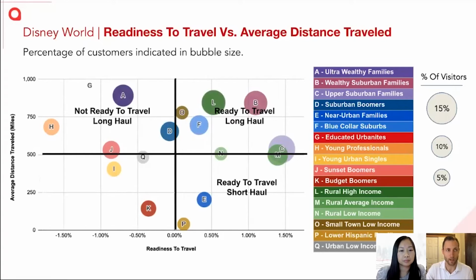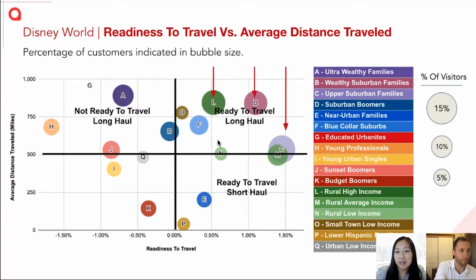So here we can see the segments that are not ready to travel, but they go a long distance. The segments that are ready to travel, but they don't travel quite as far a distance to Disney World. And then we have sort of our sweet spot, L, B, and C. These people travel a longer distance, and they're indicating that they are ready to travel because they're still traveling post-COVID to Disney World. So it's a great opportunity.